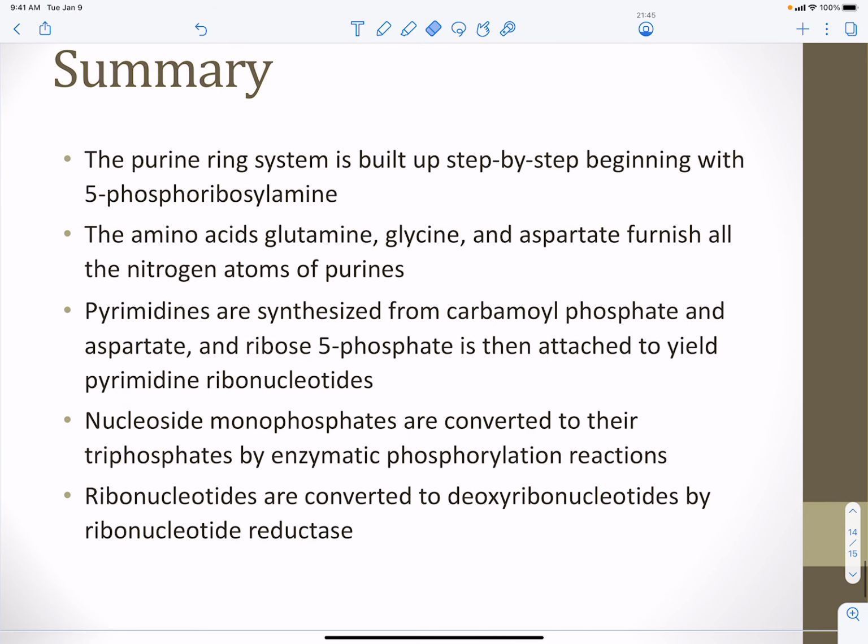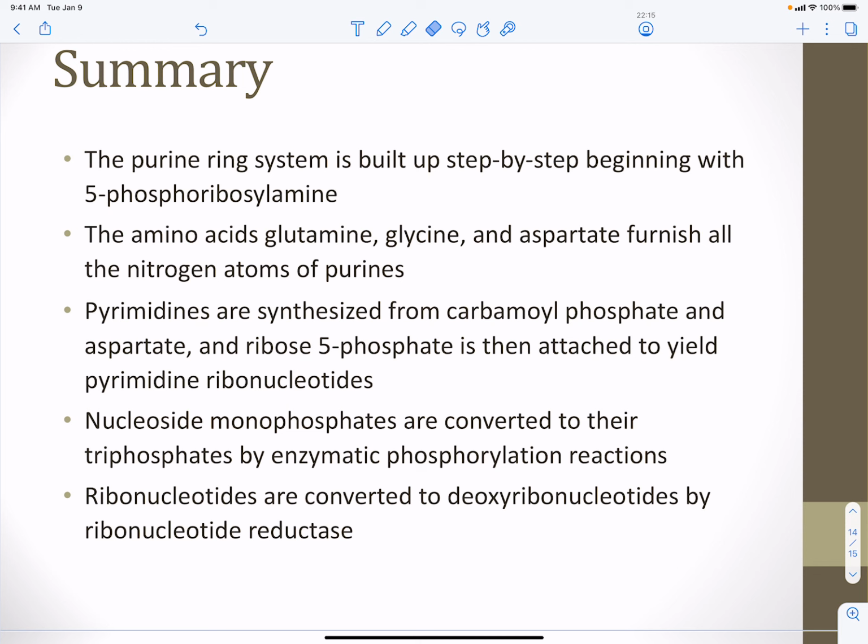Okay, so finally, a summary very quickly. We talked about in the prior lecture purine rings. These are going to require a lot of ATP and a lot of steps, 11 steps, 6 ATP. You're going to have in your purines glutamine, glycine, aspartate, nitrogen, as well as carbon dioxide involved in that, as well as some carbons from your tetrahydrofolate pools.